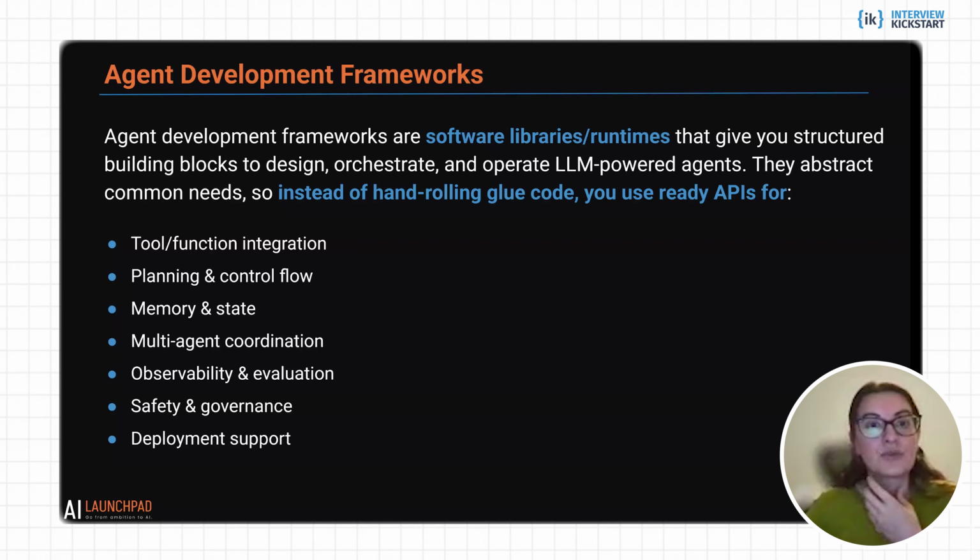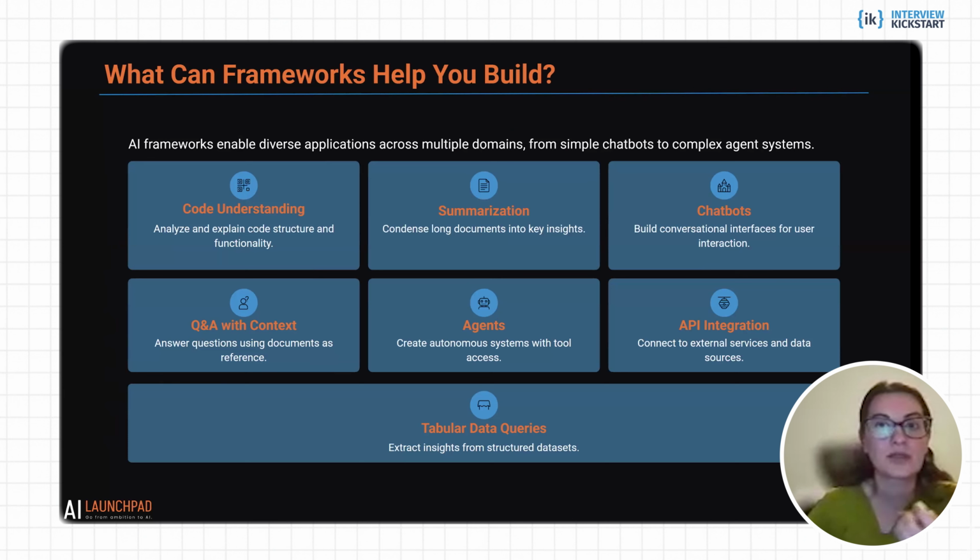They can give you code understanding. For example, imagine an internal developer assistant that explains unfamiliar functions, finds bugs, or auto-documents code. We can have summarization, for example, summarizing customer feedback. We can have chatbots, usually the most common entry point. We can have Q&A with context, where the model references internal documents.